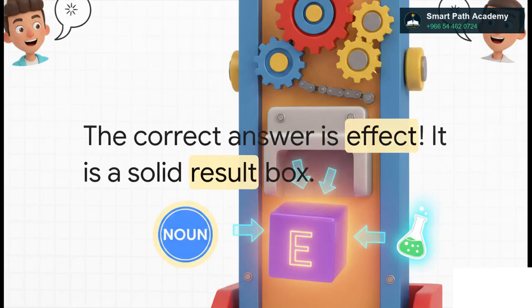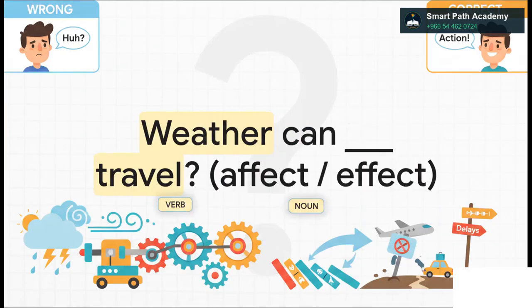And the correct answer zooms in. It is effect with an E, the noun, because the strong end result of that medicine drops out of the machine as a solid box. You're describing the outcome of taking the medicine, not the action itself. Okay, let's try the next one. Weather can blank travel. Ask yourself, is the weather acting as an action that's changing something in the sentence, or is it an end result? Think about it for a sec.